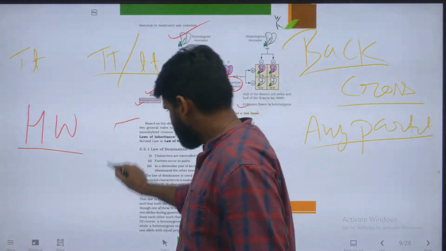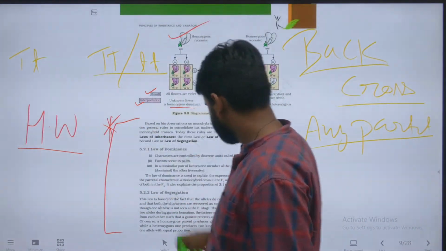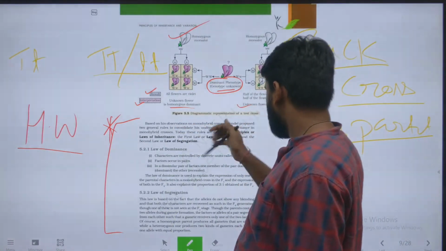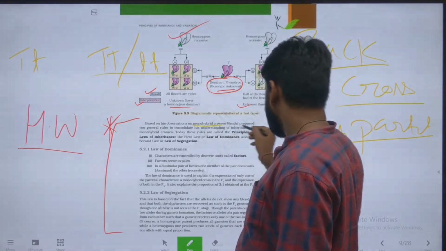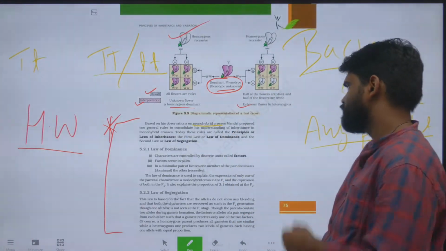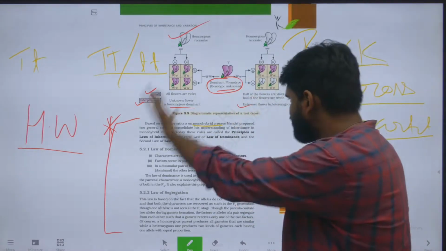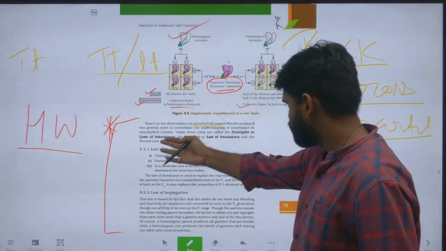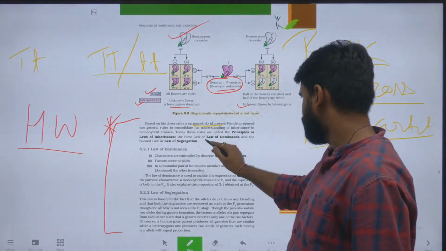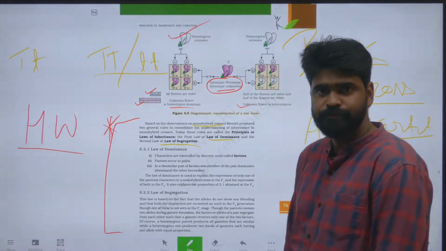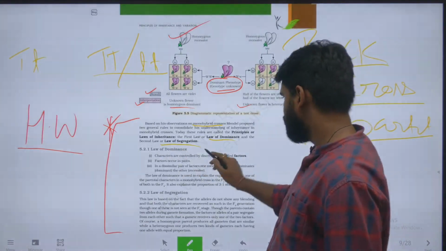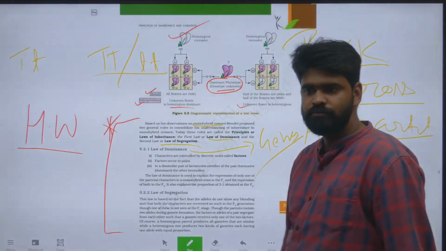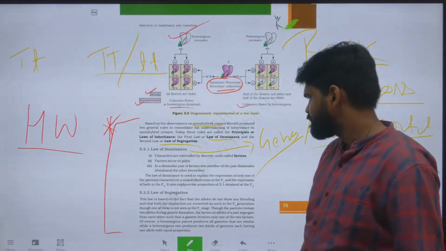Now this is the most important part. Based on his observation on the monohybrid cross, Mendel proposed two general rules to consolidate his understanding of inheritance in monohybrid crosses. Today, these rules are called the principles or laws of inheritance. The first law is the law of dominance and the second is the law of segregation. Right? Now here in the law of dominance, he talked about only genes. Nothing else.